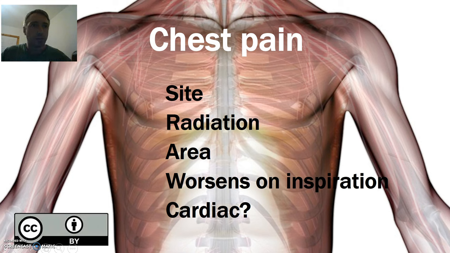With some of these respiratory patients, you'll often get chest pain, and again, you use your OPQRST or your SOCRATES to evaluate the chest pain. You're looking at what site it is, what's the radiation of the pain, what area it is in, is it worse on inspiration, is it not respiratory related chest pain, and maybe is it cardiac related chest pain. Sometimes they can be difficult to differentiate.